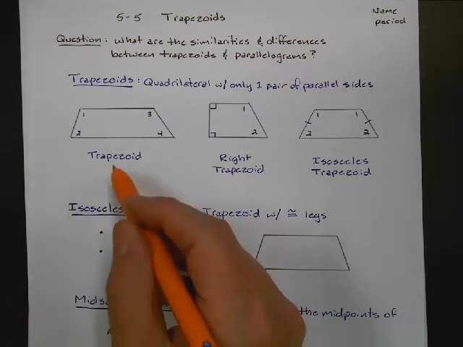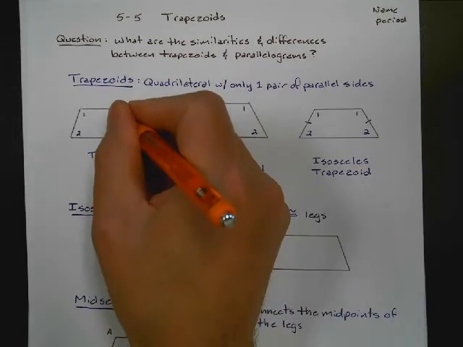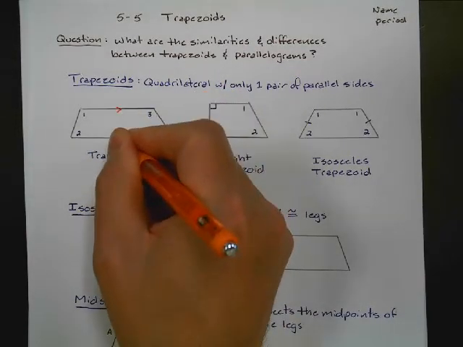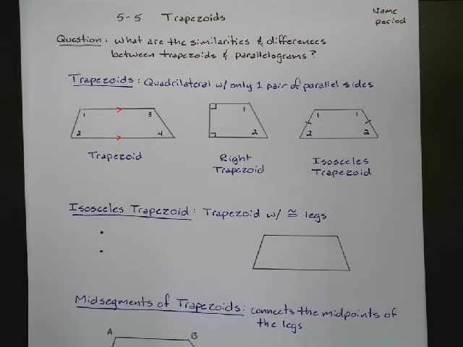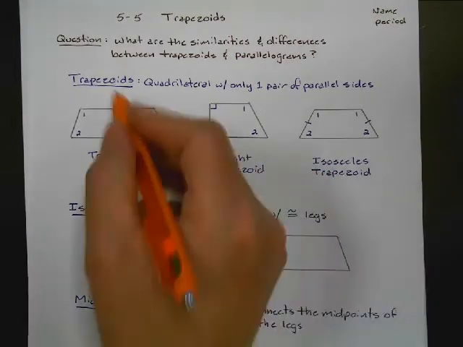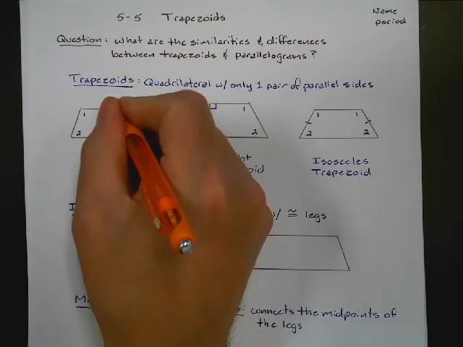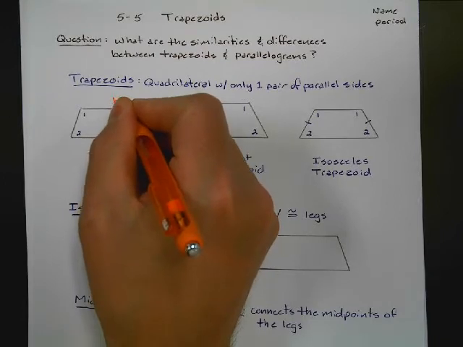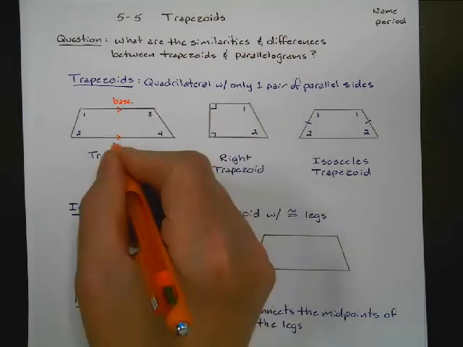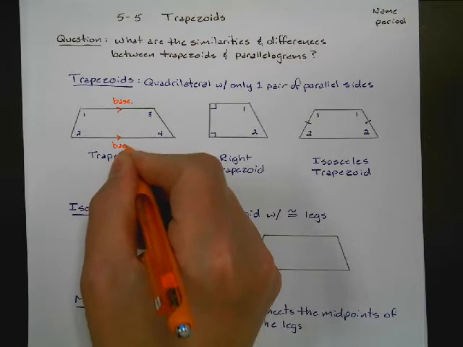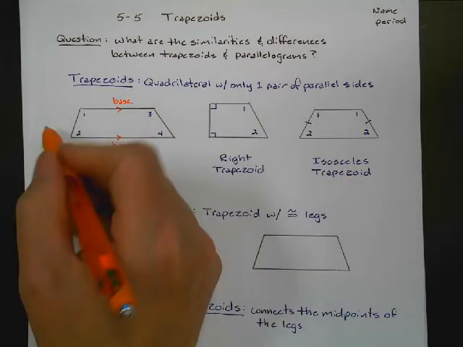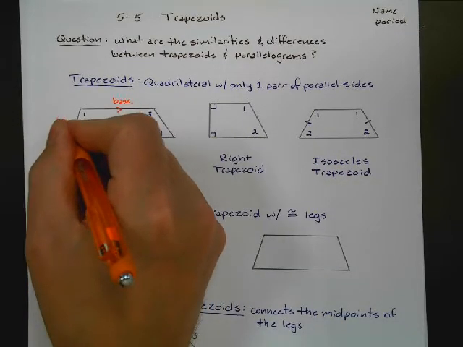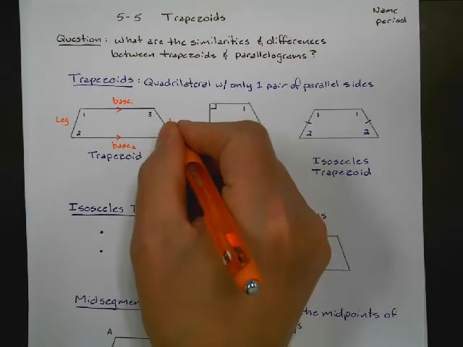So if I've got a trapezoid, then I know that I've got one side that's parallel to the other side. And what we have here is we got two different bases. We call this one of our bases, so like base 1, and this one we might call base 2. And then over here, these parts that are not parallel we call legs.